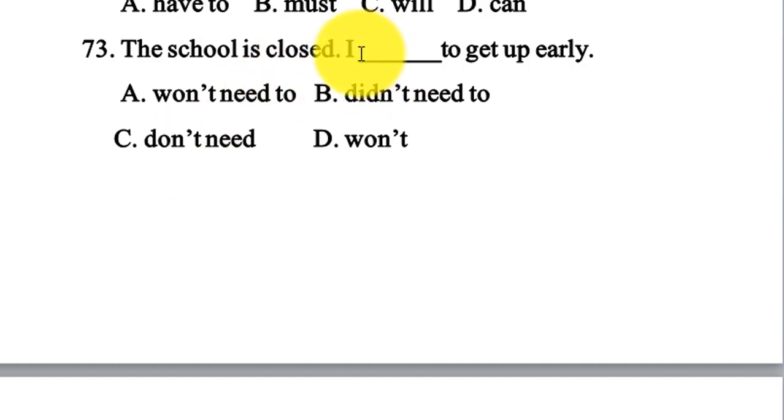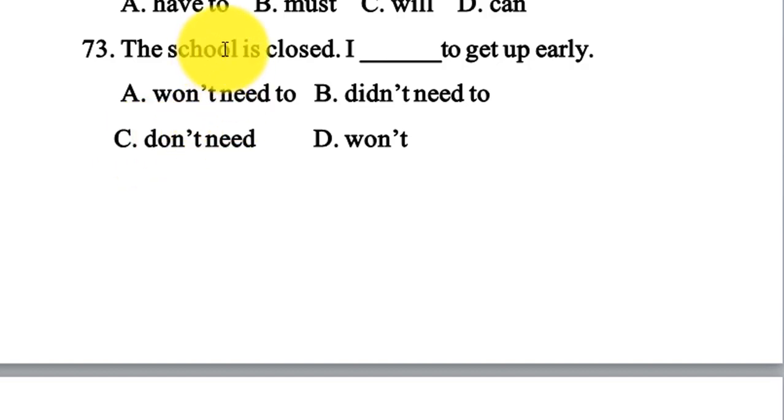If the subject is she, here we say she doesn't need to get up early, or he doesn't need to get up early, or it doesn't need to get up early. So from this angle, don't need to get up early means it's not necessary for me to get up early because the school is closed.